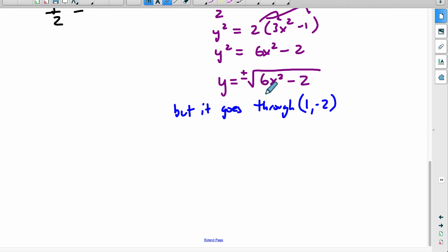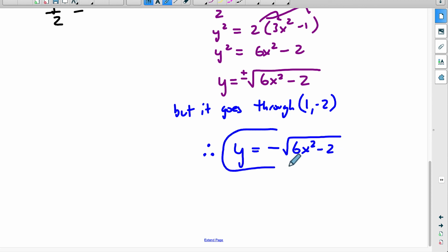Well, let's see. It's pretty obvious, but let's just try it out. If you put 1 in here, 1 squared is 1, times 6 is 6, take away 2 is 4, and the square root of 4 is 2. Would it be plus or minus 2? Well, it says right here, minus 2. Obviously, it's only going to be the minus. So our final answer is y equals negative, not the positive one, the negative one, because it goes through 1, negative 2, the square root of 6x squared minus 2. That is it.